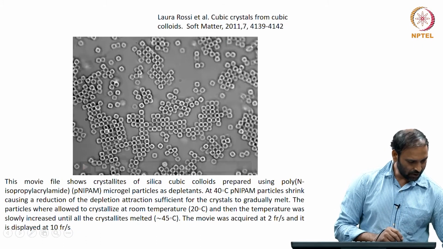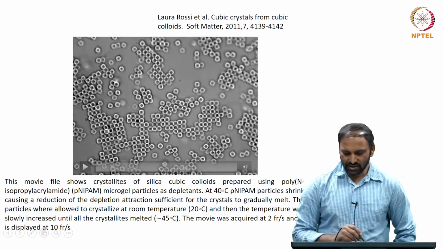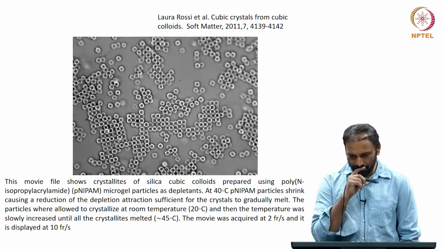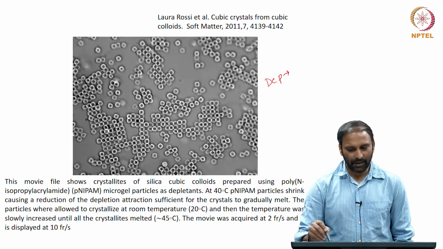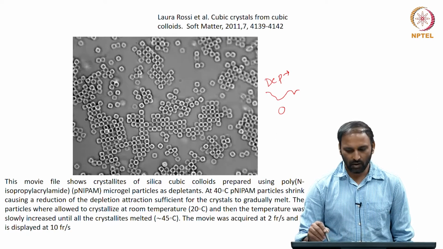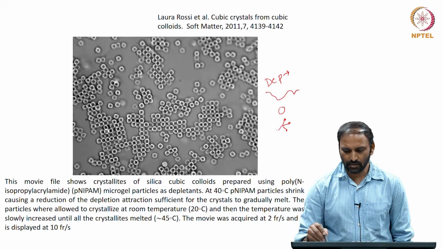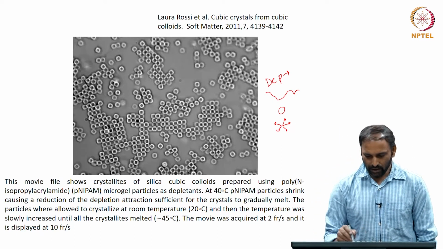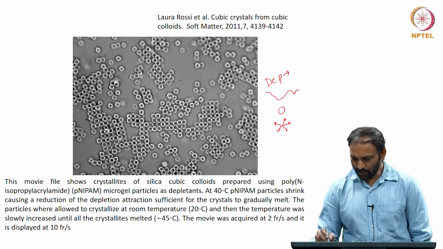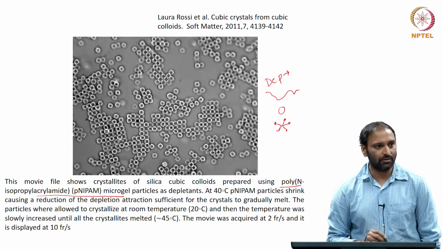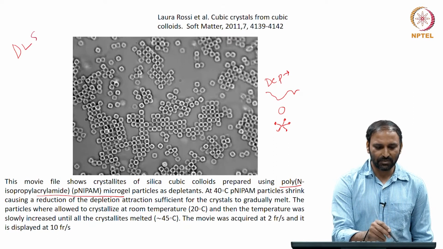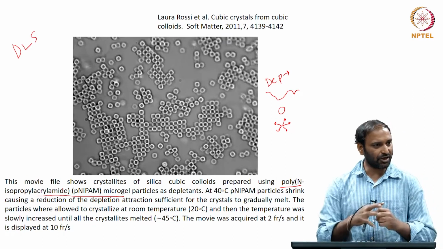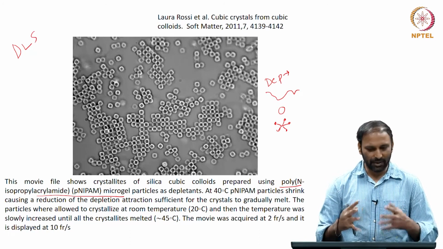This is another experiment where I mentioned that I can induce depletion effects by adding a polymer, by adding a small particle, or by adding a micelle solution. So this is an example where to a dispersion of cubes they have added a particle called a poly-NIPAM microgel. I had introduced this when I talked about dynamic light scattering measurements. I had mentioned that there are particles which can shrink or expand, depending upon temperature.